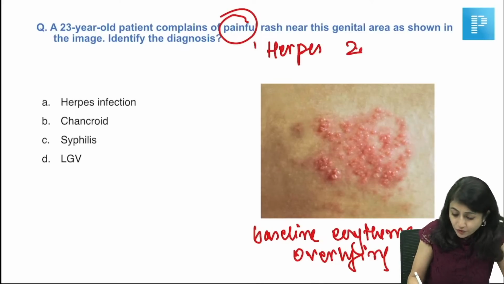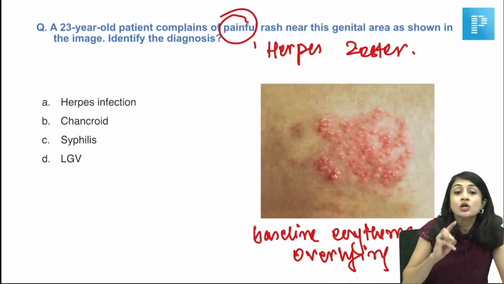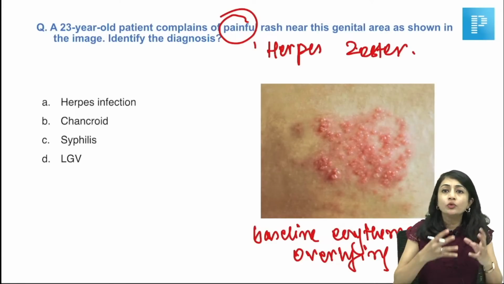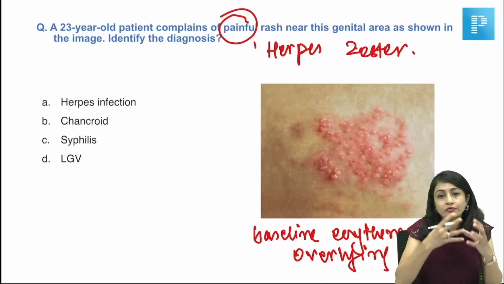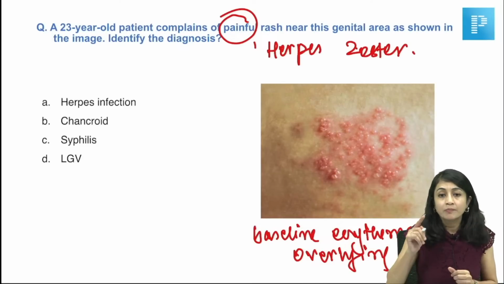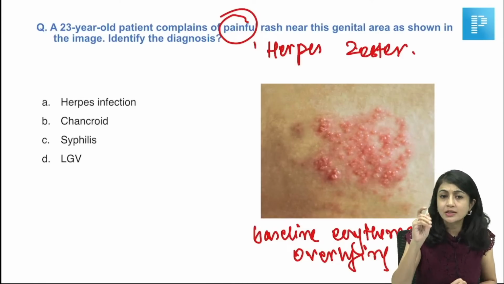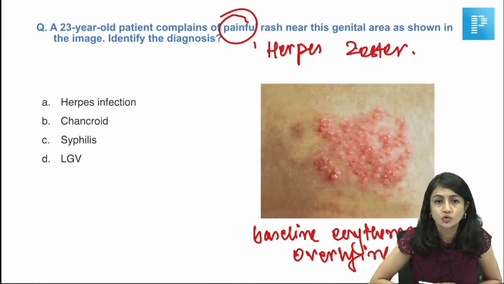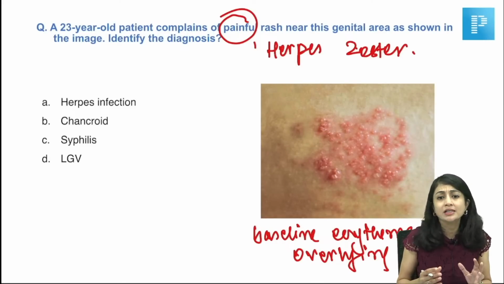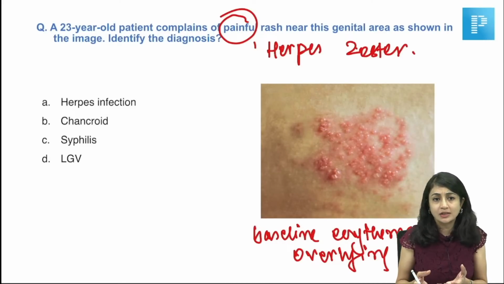Now, what confused me here were the options. Probably either it was a lesion like this, or you were given an image of the genital area and talked about herpes simplex. If herpes simplex was to be asked, they would have given you vesicles with some coalescing erosions. But if I look at the options chancroid, syphilis, LGV, none of them will present with vesicles like this.